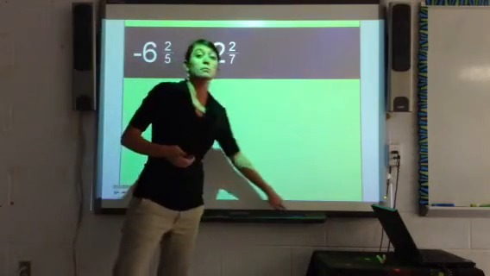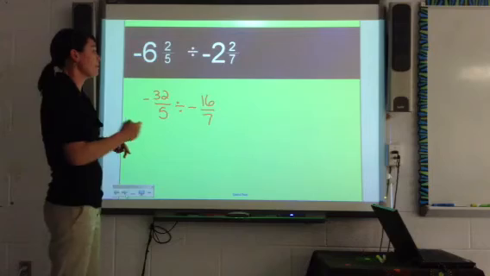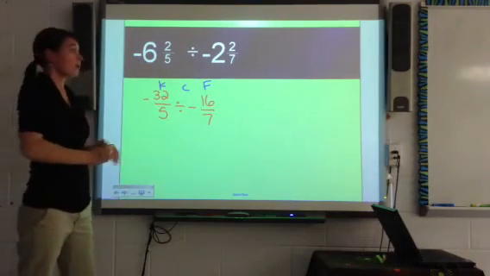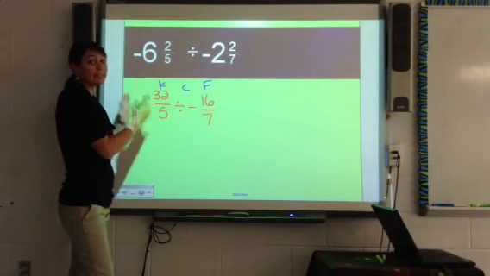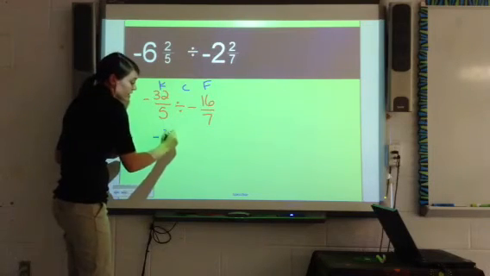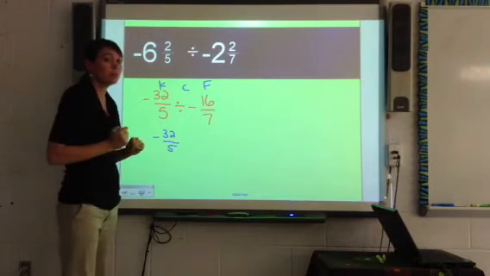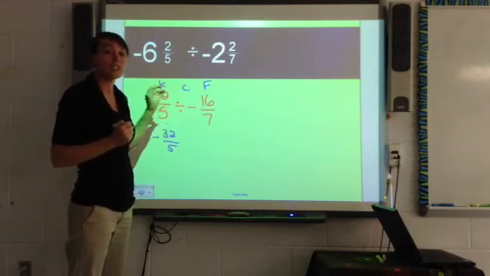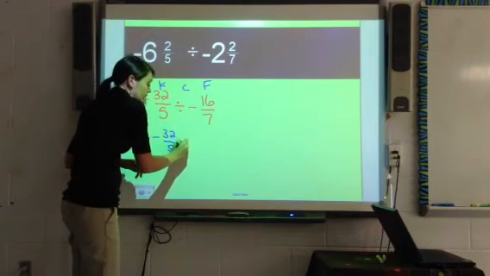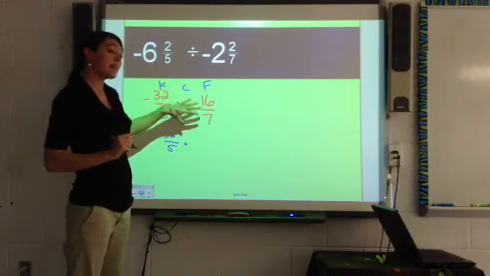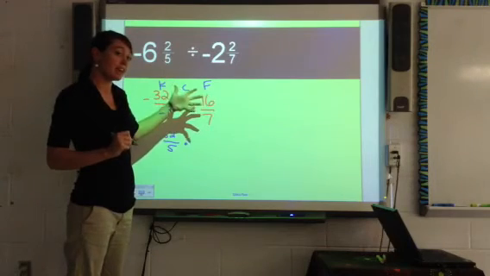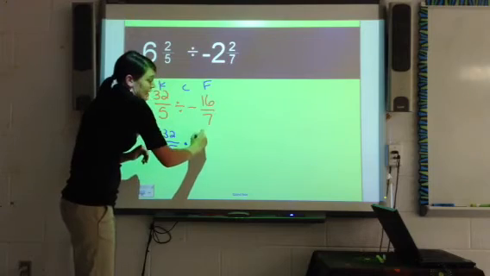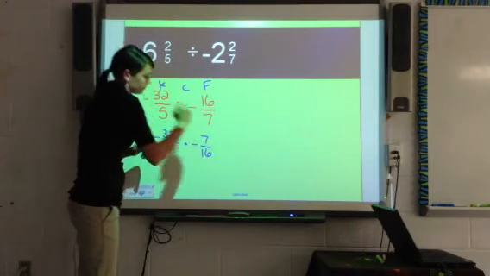Now looking at this problem, I'm ready to go ahead and do my KCF. Kentucky Chicken Fried. Keep, change, flip. Okay, that first fraction is going to stay exactly the same. Nothing is going to change there. Bring down that negative 32/5. Your division sign, that's your change. Every time we're going to change our division into multiplication. The last step is to flip the fraction, which again, that means we're taking the reciprocal. Okay, we are multiplying by a negative 7/16.